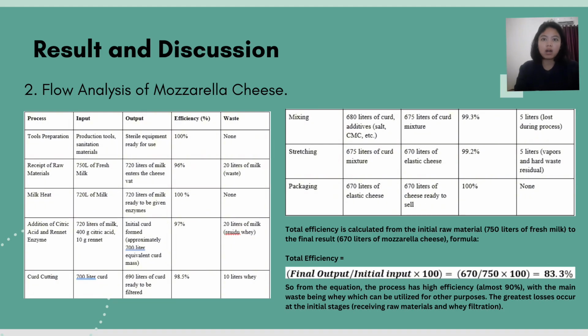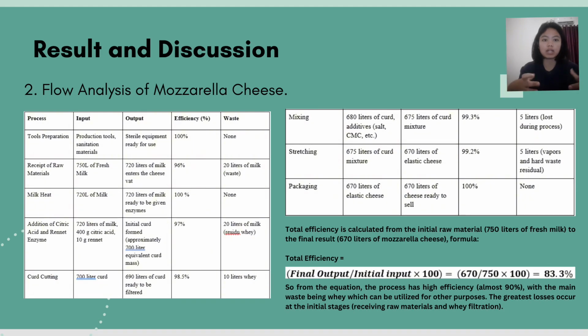After that, we heat the milk with the remaining amount of 720 liters. After the milk is heated, we add the enzymes with 100% efficiency and zero waste. After that, we add the citric acid and rennet enzymes with the input of 720 liters of milk, 400 grams of citric acid, and 10 grams of rennet enzymes. The output is the milk turned into curds, approximately only 700 liters, with 20 liters of milk turned into the residue whey.